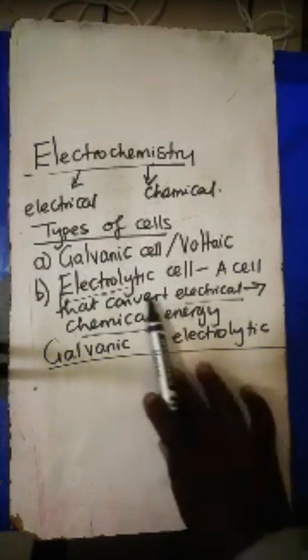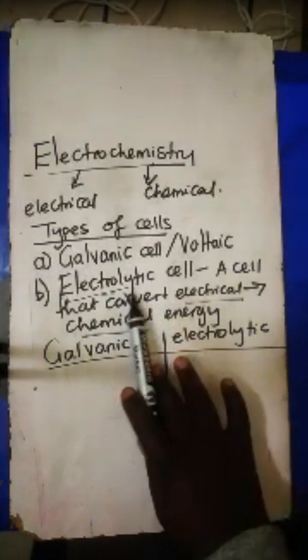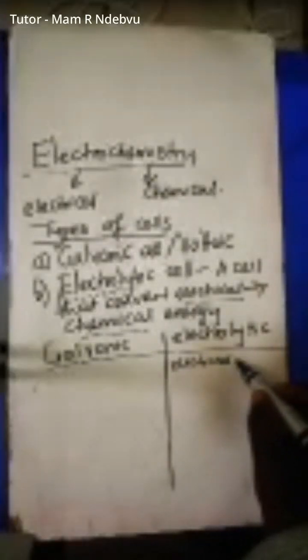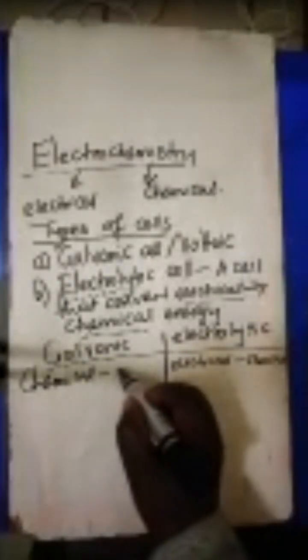So the first difference is what we have already discussed. This one, the electrolytic, converts electrical to chemical. Then this one, the galvanic, converts chemical to electrical. That's the first difference.